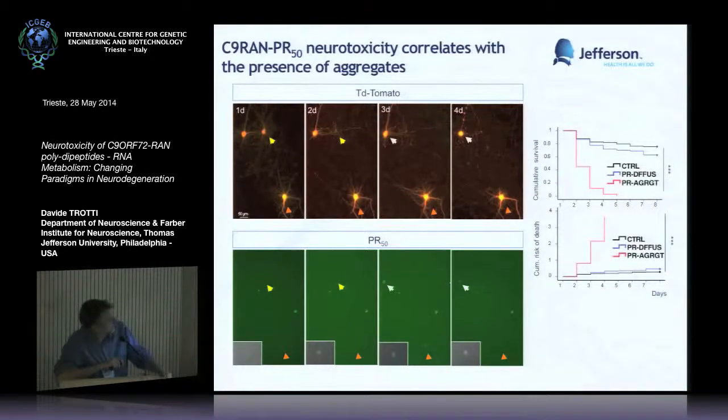In fact, we can break down our survival analysis by the neurons that have diffuse localization versus the neurons that have aggregates, and you can see clearly here from the cumulative survival analysis that PR aggregation is the killing factor. And this is also the cumulative risk of death, whereas the diffuse localization pattern is not toxic.